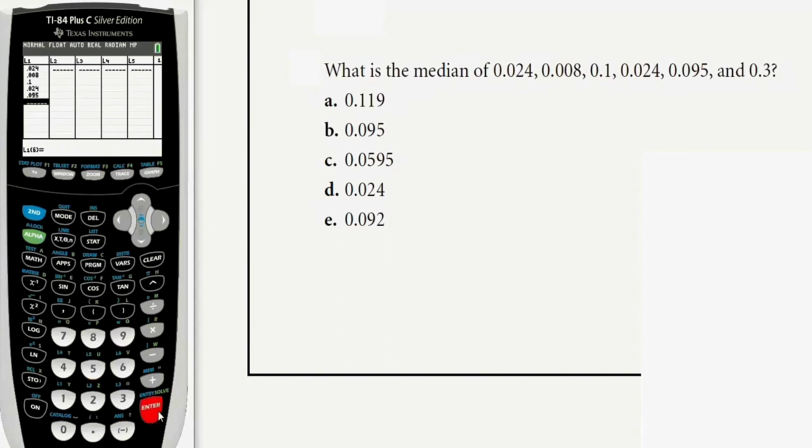0.095. And lastly we have 0.3. Okay, so as you are inputting the values, they are being stored on the calculator automatically. So now we are done solving.